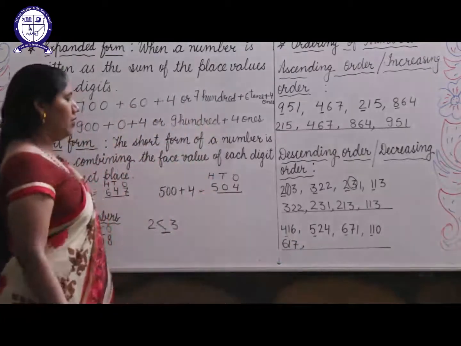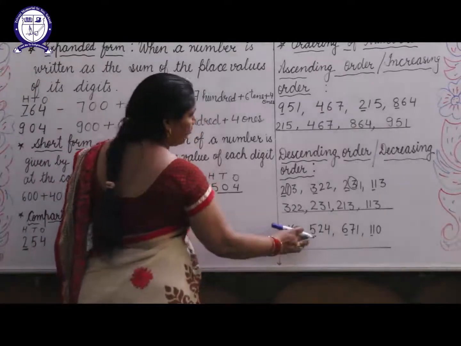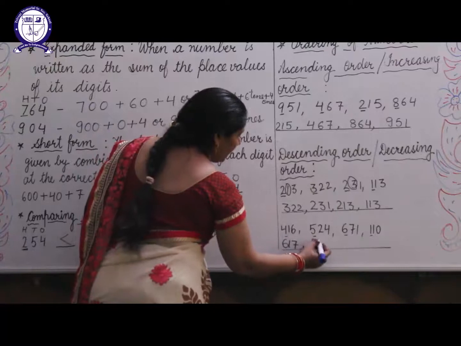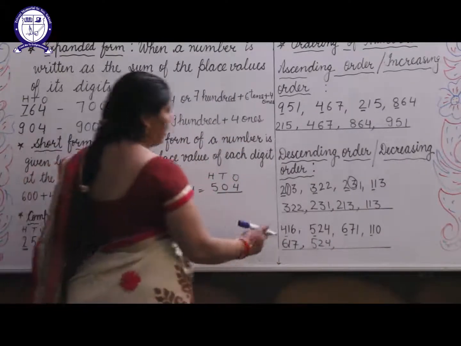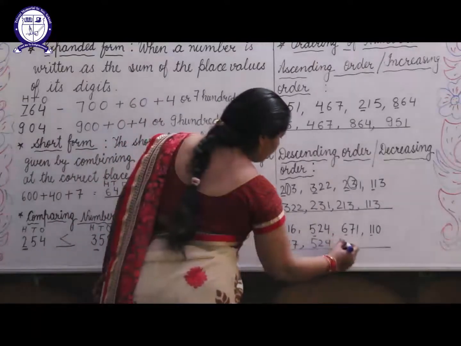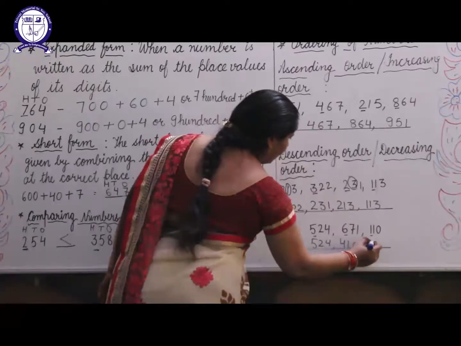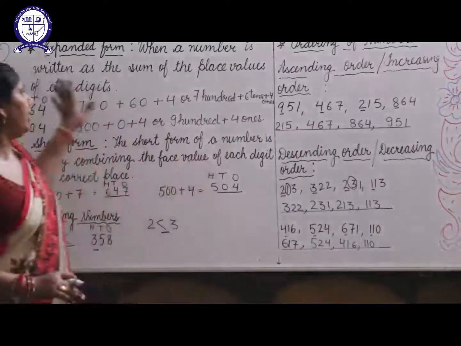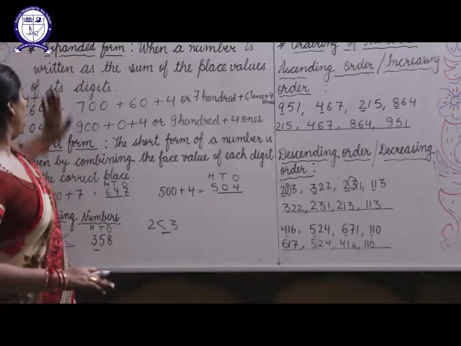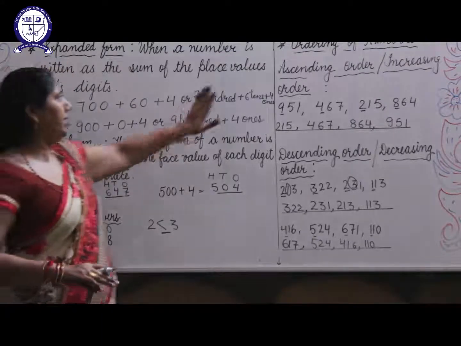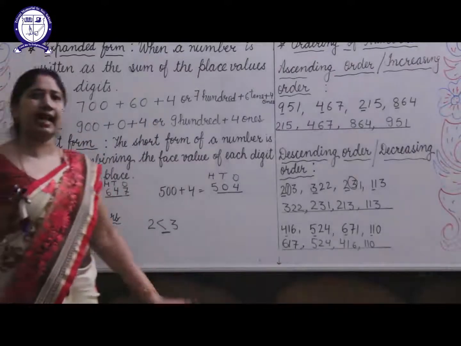Smaller number than 671 is 524. Smaller number than 524 is 416. And the smallest number is 110. So students, you have to read all these: expanded form, short form, comparing numbers, ordering numbers, all these examples, and do practice at home.